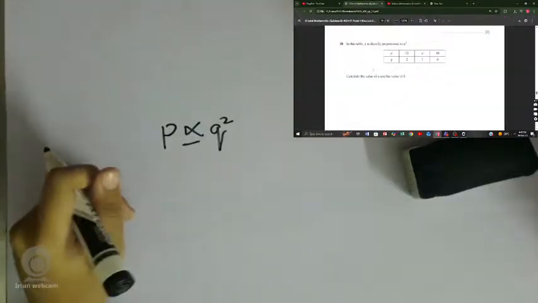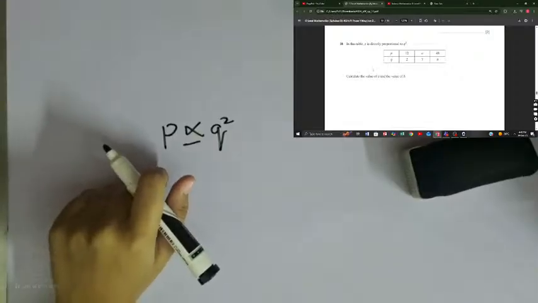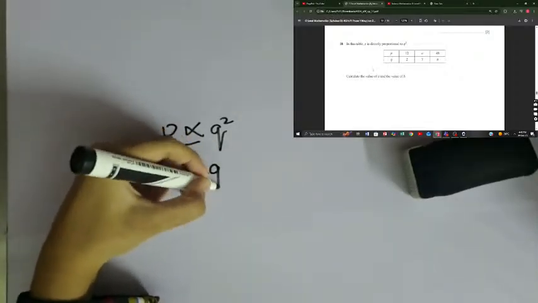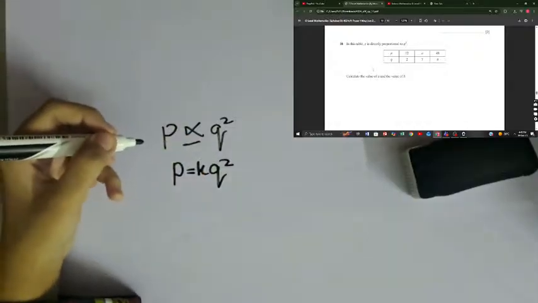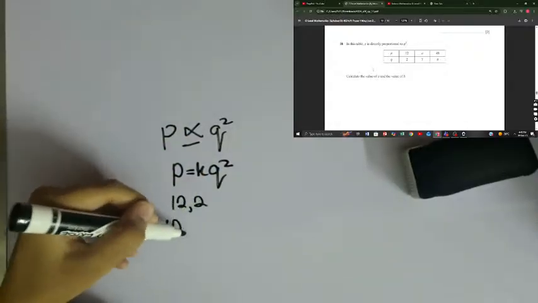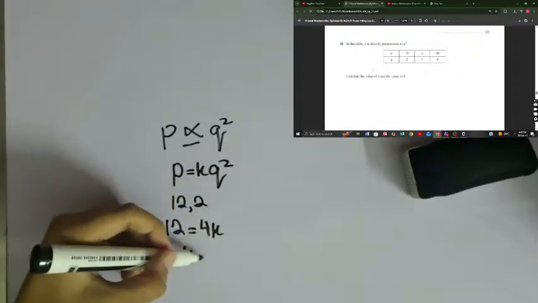P is directly proportional to Q square. We need to calculate the value of A and the value of B. So if P is directly proportional to Q square, then P is equal to KQ square, where K is a constant that we need to find out. They've given us one set of values being 12 and 2. So let's substitute those in. 12 is equal to 2 square K. So that becomes 4K, and K is equal to 3.